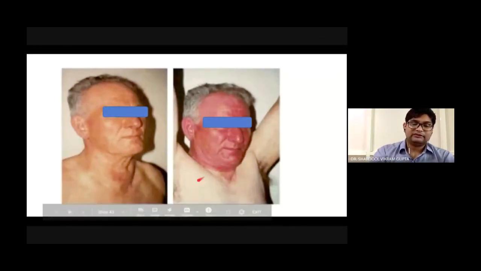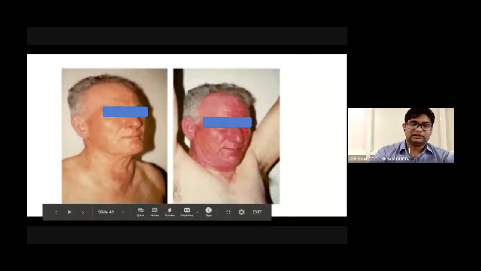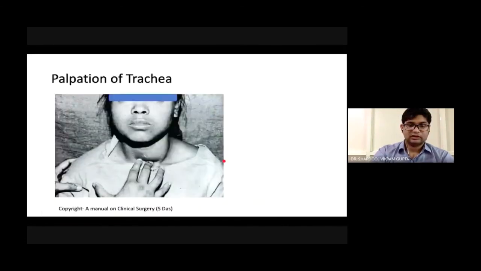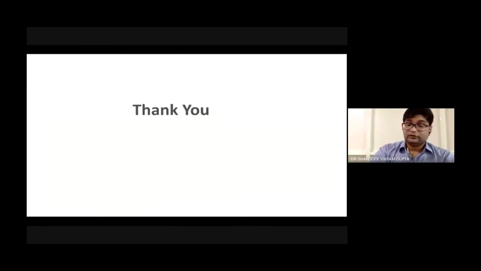So as I showed in the previous slide, you see that after raising the hand, because of the compression at the thoracic inlet, there is congestion and puffiness of the face. And this is the method to go below the thyroid swelling. Actually, look whether the lower pole, the lower limit of the thyroid swelling, is palpable or not. So thank you guys.